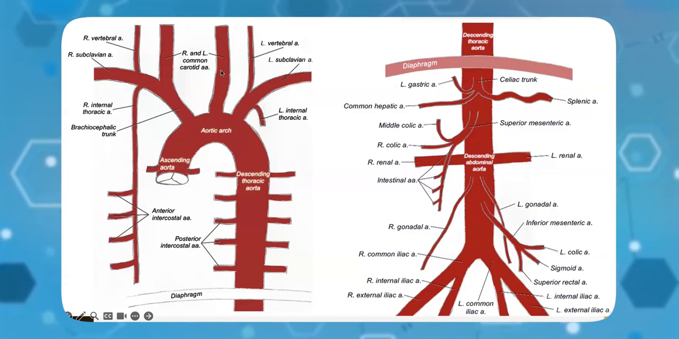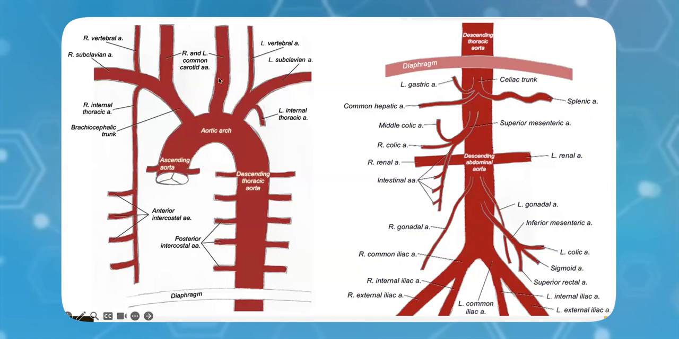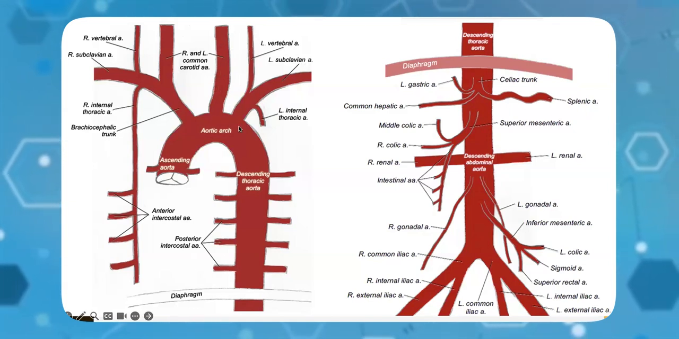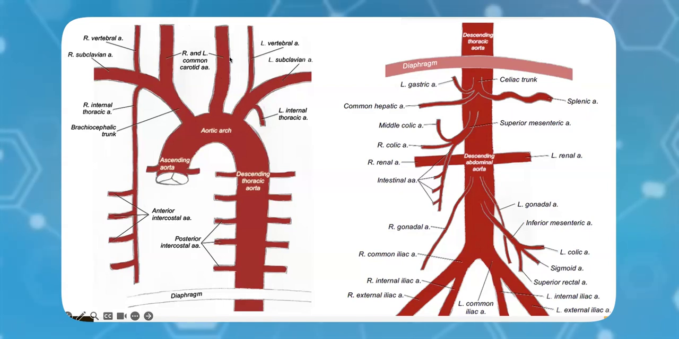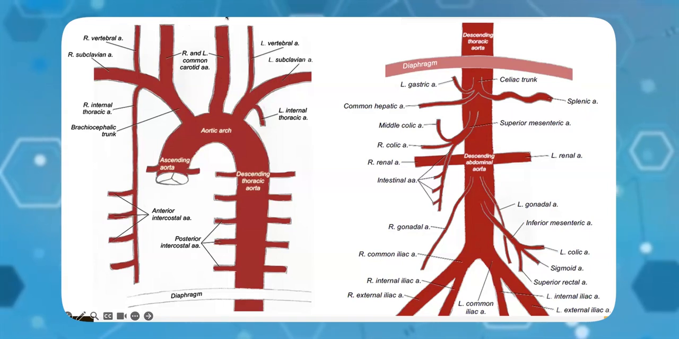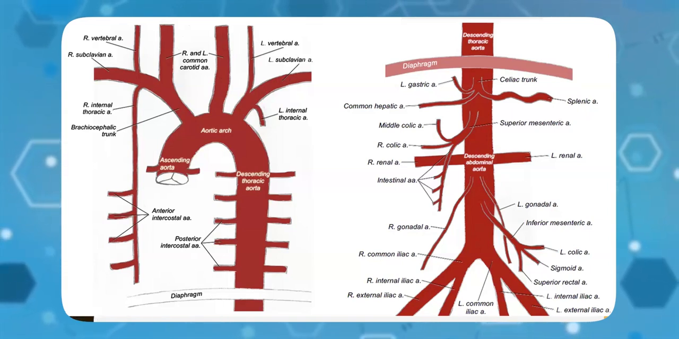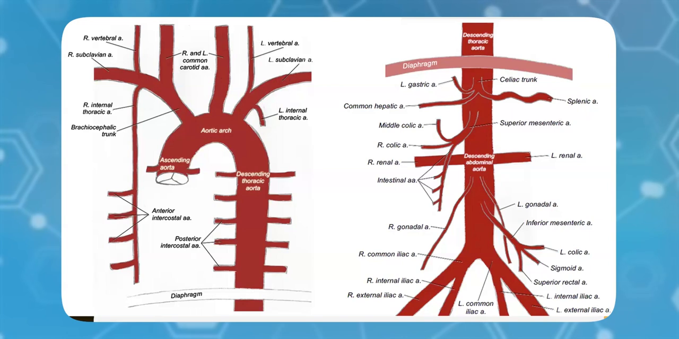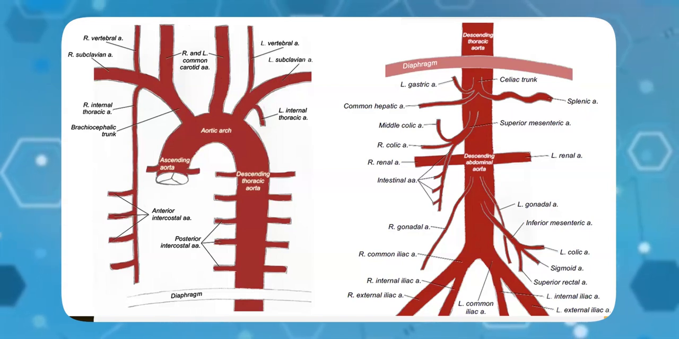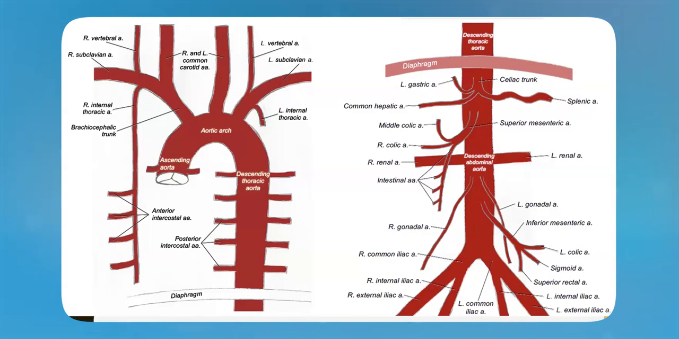Okay. So the next branch of the arch of the aorta is the left common carotid artery here. Then there is the left subclavian artery. These common carotid arteries will go up and divide into internal carotid and external carotid artery. Always remember the internal one is the more important one, which supplies the brain and forms the circle of Willis and gives the two major branches, the anterior cerebral artery and the middle cerebral artery.